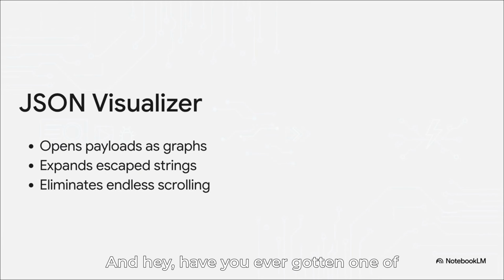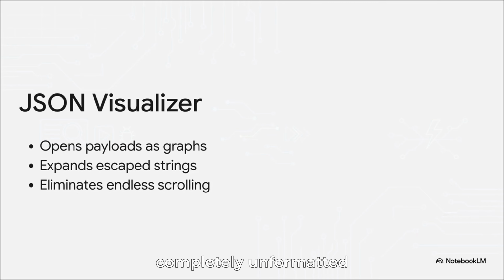And hey, have you ever gotten one of those massive, deeply nested, completely unformatted JSON payloads attached to a customer ticket? It's literally a nightmare to parse, right? Well, JSON Visualizer takes that giant wall of raw text and turns it into a highly readable interactive node graph. It even expands escaped JSON strings right in place. That means you can instantly spot missing keys or malformed data without endlessly scrolling through a million brackets.